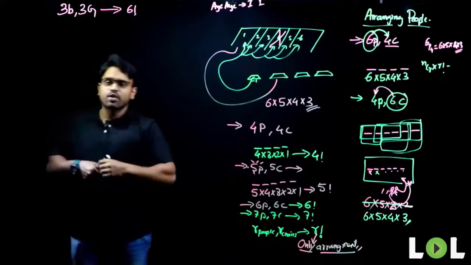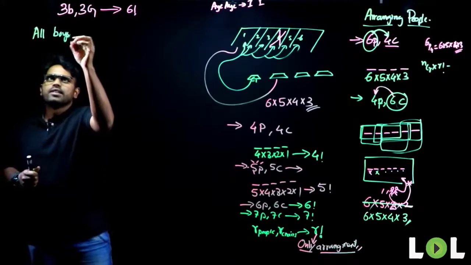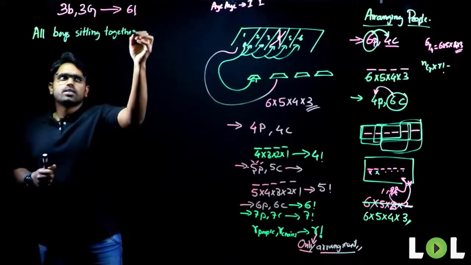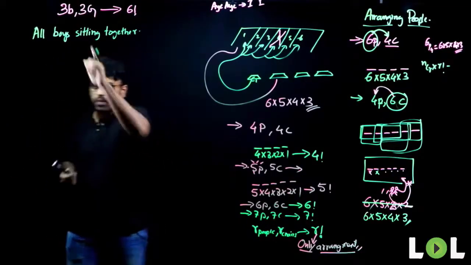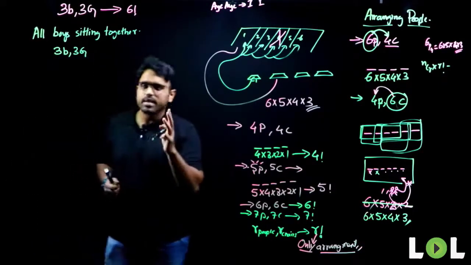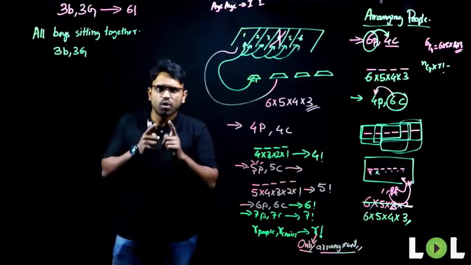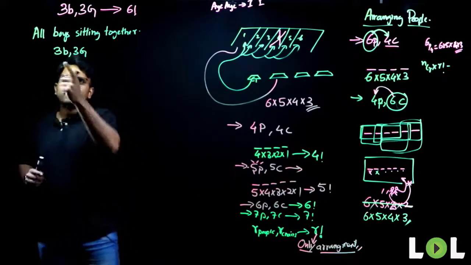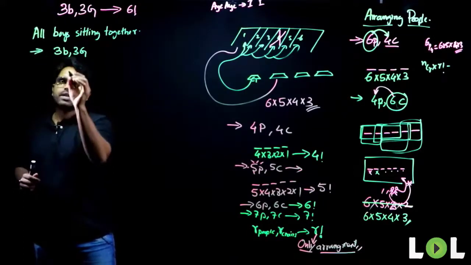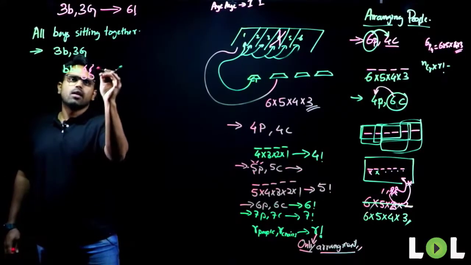Now, the first scenario is all boys sitting together. Listen carefully, everyone pay attention towards the screen. The question remains the same: there are 3 boys and 3 girls, and all boys are sitting together. Whenever you do not understand the question, the first thing you have to do is write down the case. So how will I write it? 3 boys: boy, boy, boy. Next, 3 girls: girl, girl, girl.